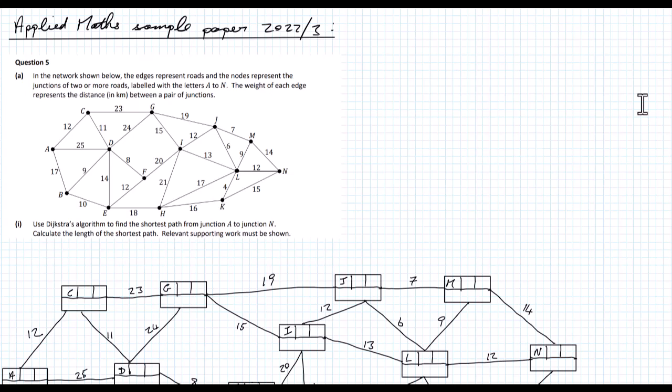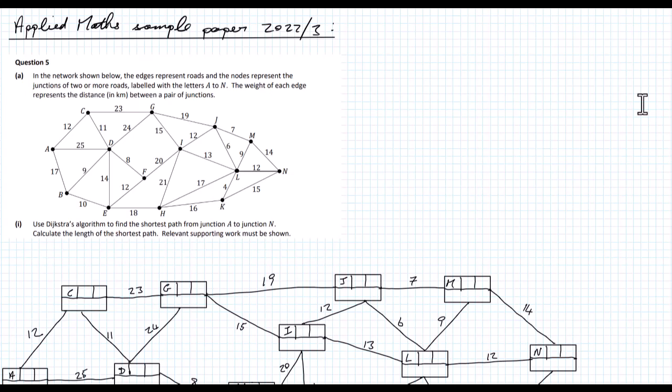Okay, so in this video I'm going to have a look at question 5 from the sample paper Applied Maths Higher Level 22-23. Okay, so in question 5a here we have a network and the edges represent roads and the nodes represent the junctions of two or more roads.